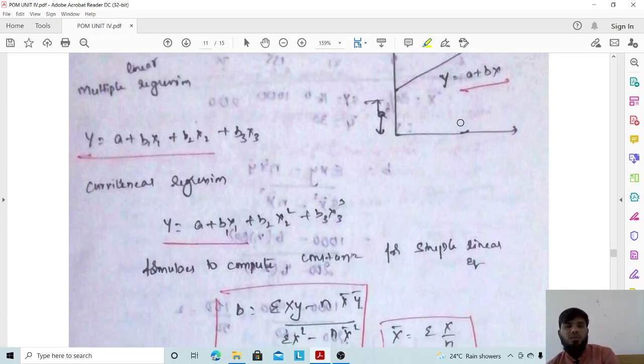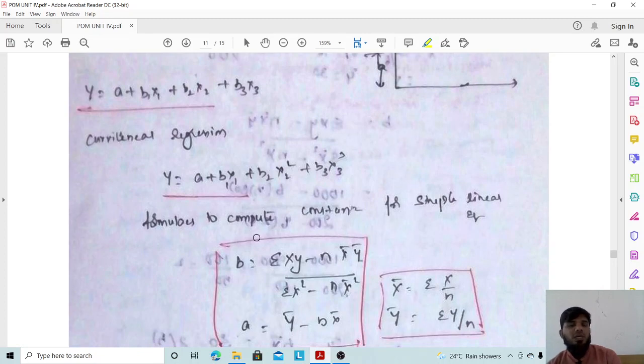How to find the arbitrary constants: b is equal to summation of xy, that is the product of the dependent variable and the independent variable, minus n, where n is the time period for which you are going to take the calculation. Either it is 10 months, 12 months, or 16 months, whatever is the number of time periods.